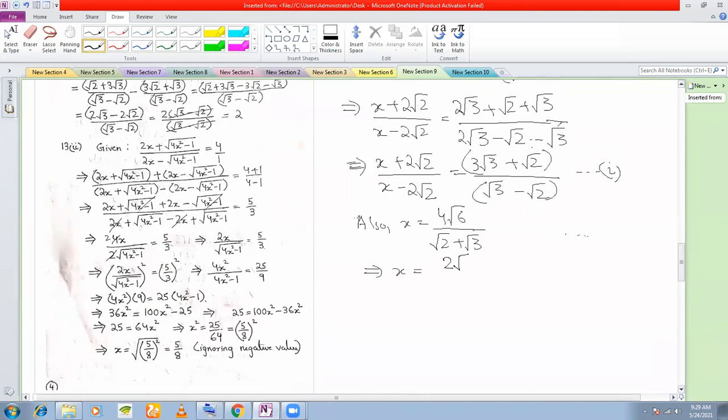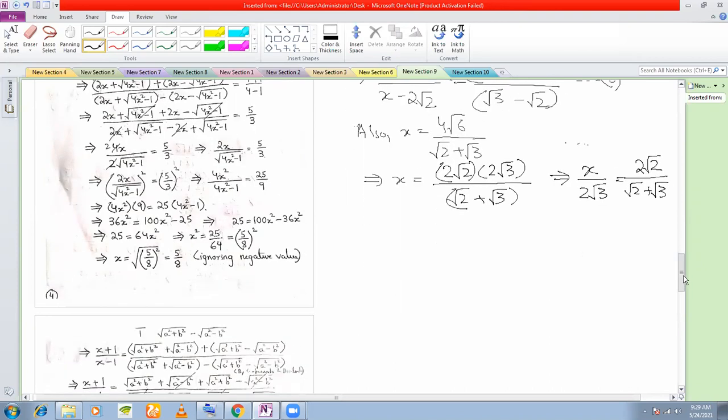So you can break this up as x by 2 root 2 into 2 root 3, same way as we did earlier, divided by root 2 plus root 3. And here, this time, since you need the value of x by 2 root 3, you divide both sides by 2 root 3. Okay. Now you use componendo and dividendo.